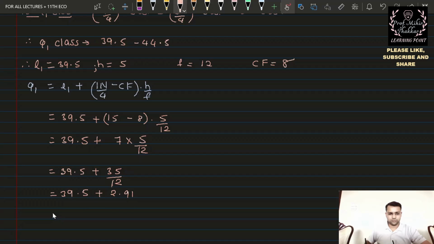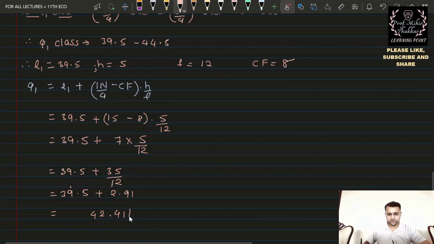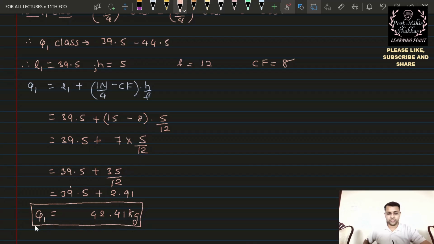So when you add these both values, this over here will be as it is. 9 plus 5 gives me 14. 9 plus 1 is 10, plus 2 gives you 12. And that comes out to be 42.41. The information is about the weight in kilograms. So you can say 42.41 kilograms is the required value for Q1. So guys, once again, if you observe the answer 42.41, it is lying between the lower limit and the upper limit of the Q1 class.